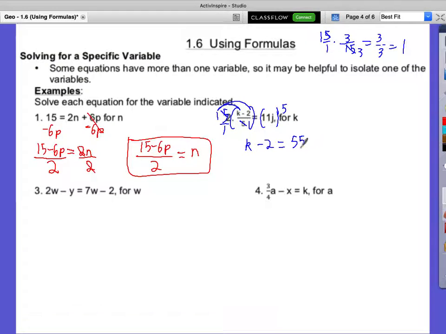55j. Very good. Now k is not quite by itself. What else do we need to do to get k by itself? Plus 2. K is now equal to 55j plus 2. And we got k by itself, didn't we?